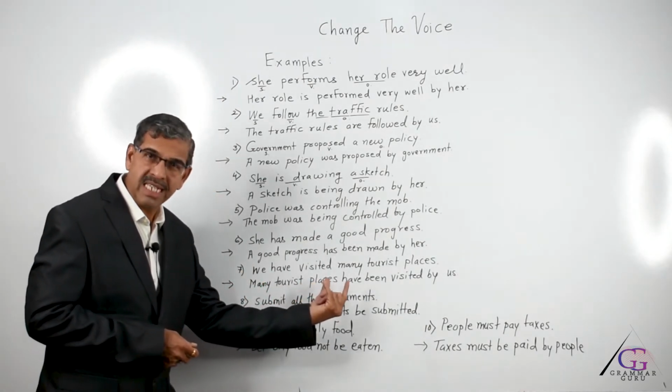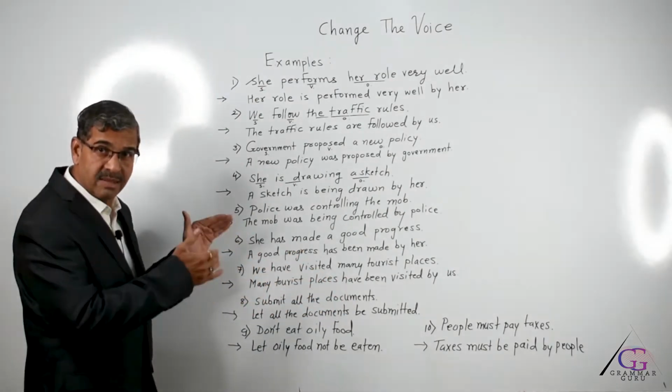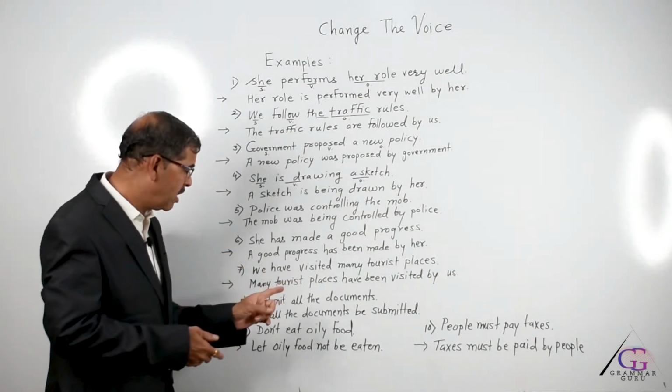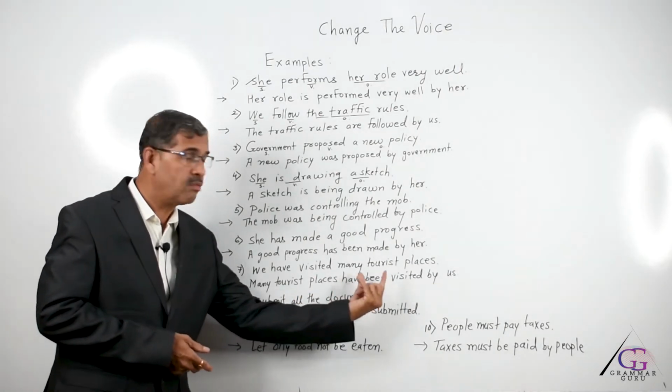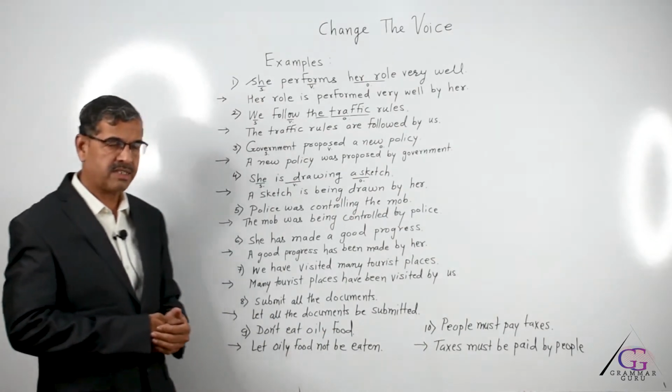If you write has by mistake, your answer will naturally be wrong. So be careful whether the subject that we are going to use over here is singular or plural, and use the corresponding verb. So, many tourist places have, followed by been, followed by the V3 form, then by plus agent.